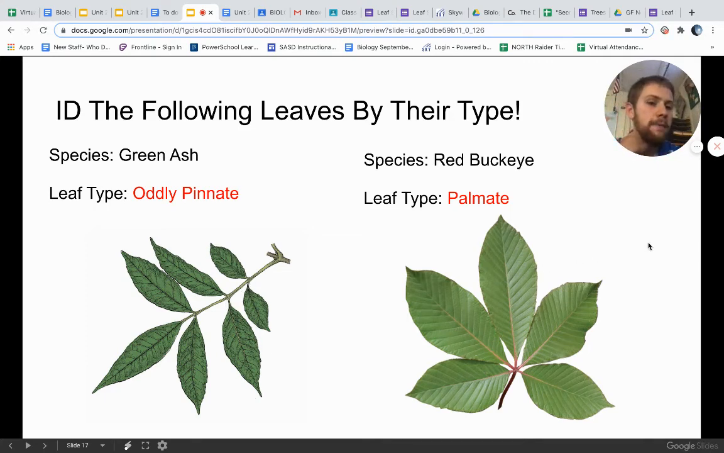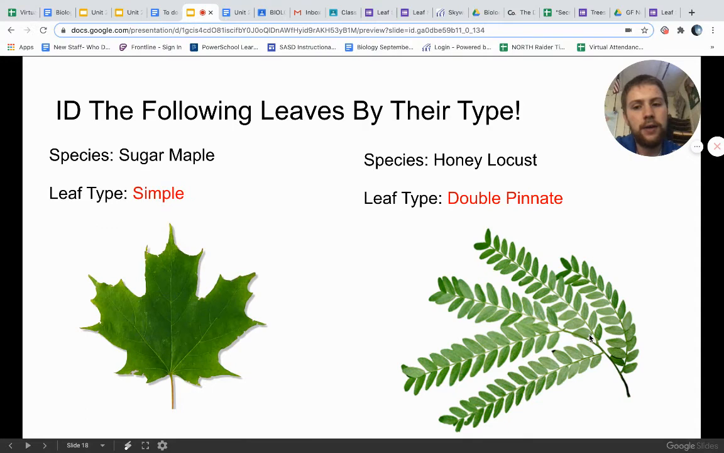Red buckeye. So if you're a fan of Ohio State, the buckeye plant, the Brutus Buckeye guy is a representative of a buckeye nut. So this is the leaf of the buckeye plant. It is palmate. So it is arranged in a 360-degree fashion from that petiole. All right. And then sugar maple and honey locust. So think about sugar maple as being just one single leaf unit, no leaflets that diverge from the petiole.